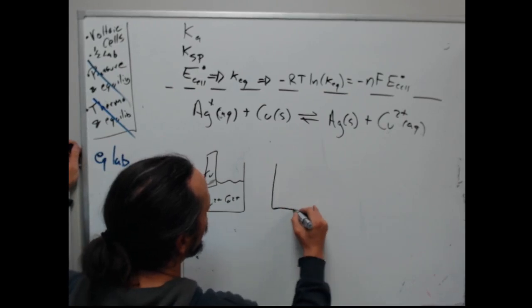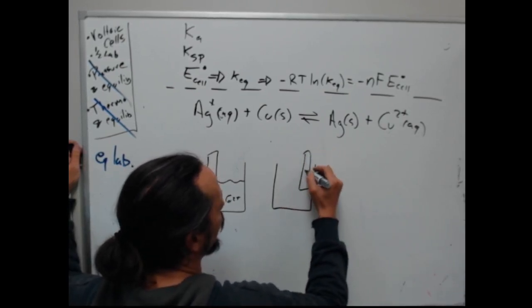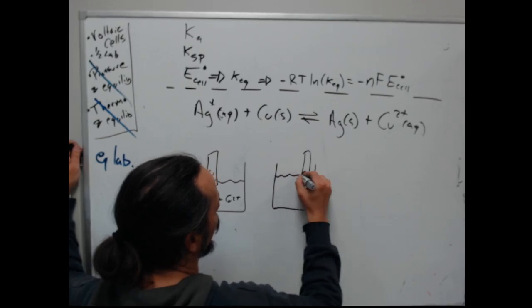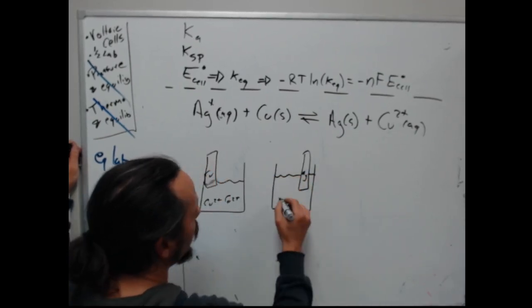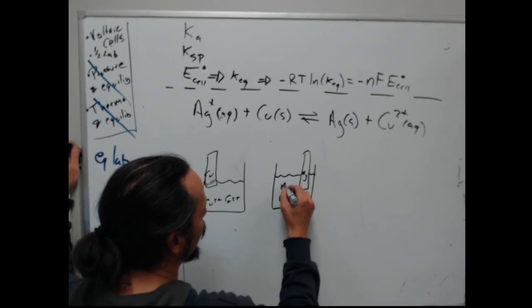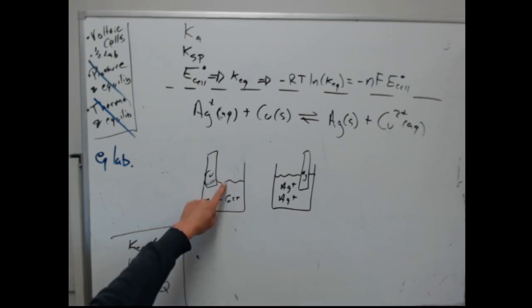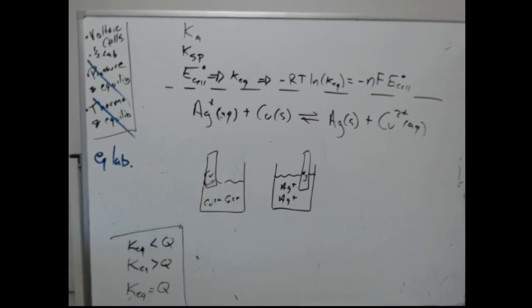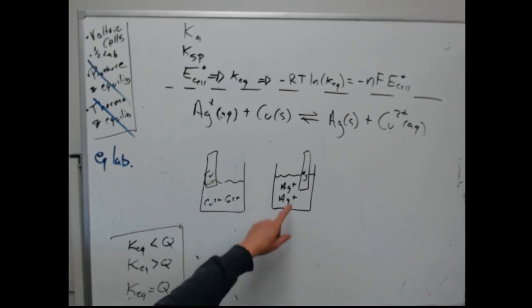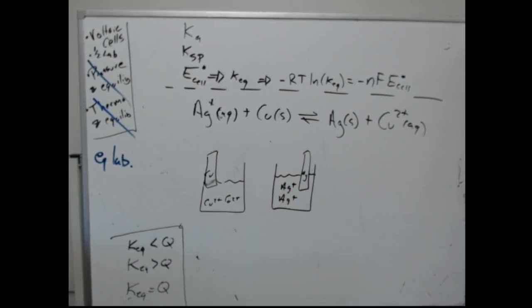And then they were getting a second beaker with a stick of silver in it and a bunch of Ag+ in solution. Right? And at first look, it's like, that's not going to do anything. Copper in touch with copper ions, that's not going to do anything. Silver in touch with silver ions, that's not going to do anything.